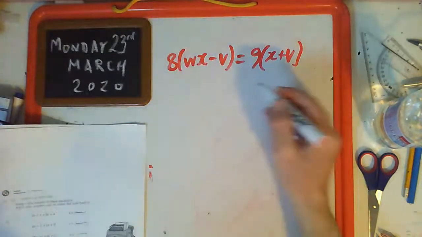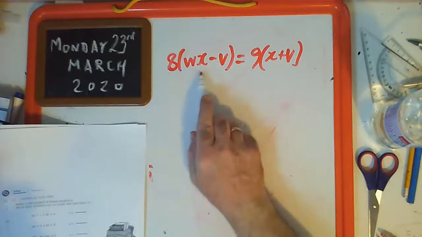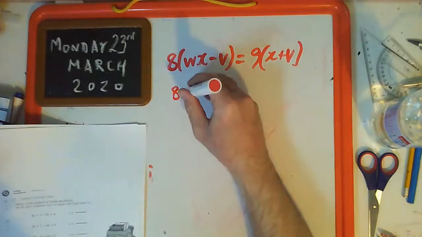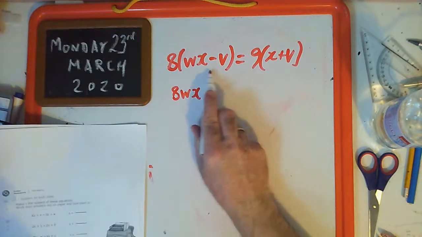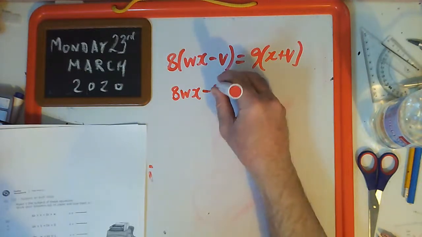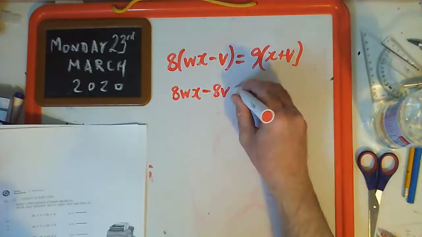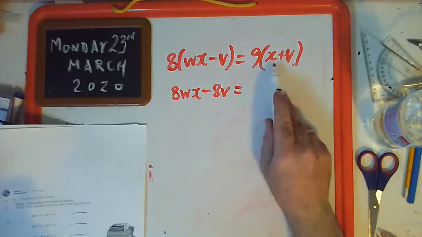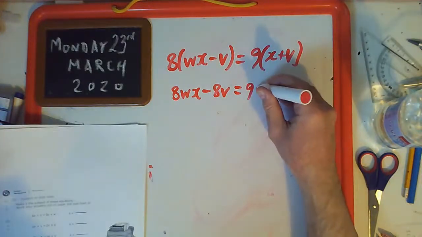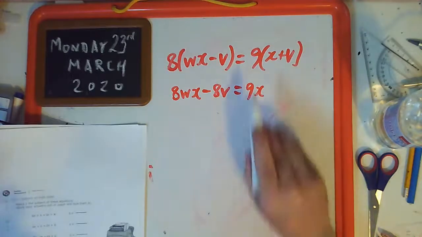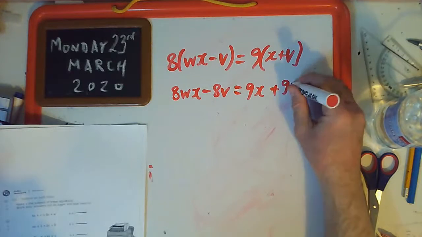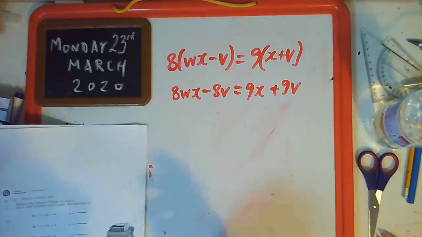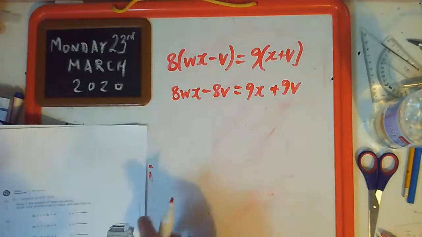So I think I'm going to start by multiplying the brackets out. So 8 times wx gives me 8wx. 8 times minus v gives me minus 8v, is equal to 9 times x equals 9x, and 9 times v is 9v.